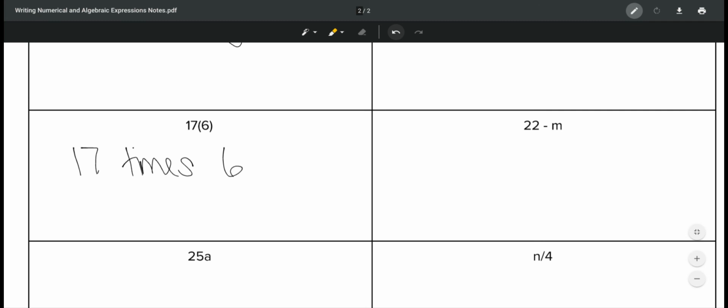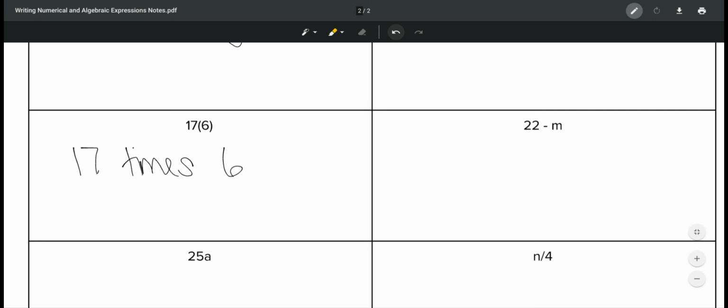I could read 22 minus m. Another way I could say m is I could say a number. Remember, my variable is representing a number I don't know. So if I say a number, that works. I could also flip to the column about subtraction and find a different word to use. So I could say the difference of 22 and m, or a number less than 22, 22 decreased by the number m. All of these are options, plus all the others on there that I didn't say. You choose the one that you want to do.